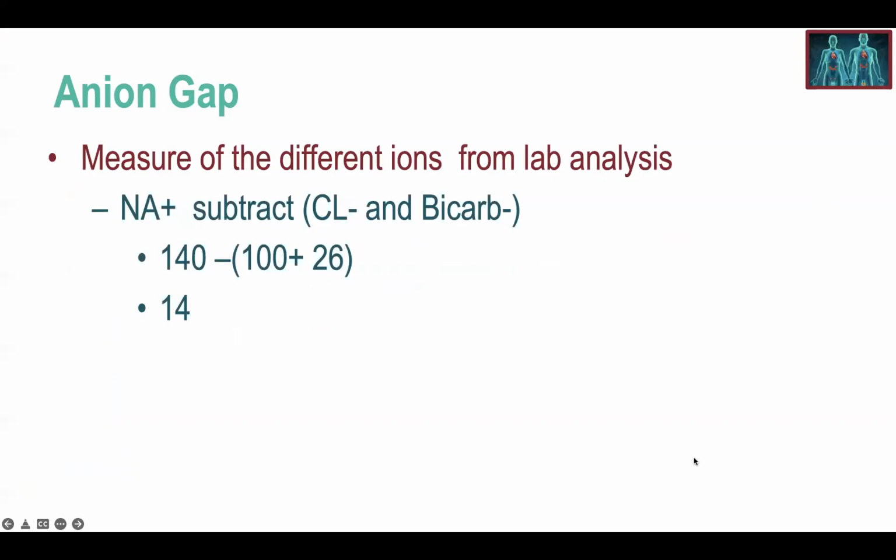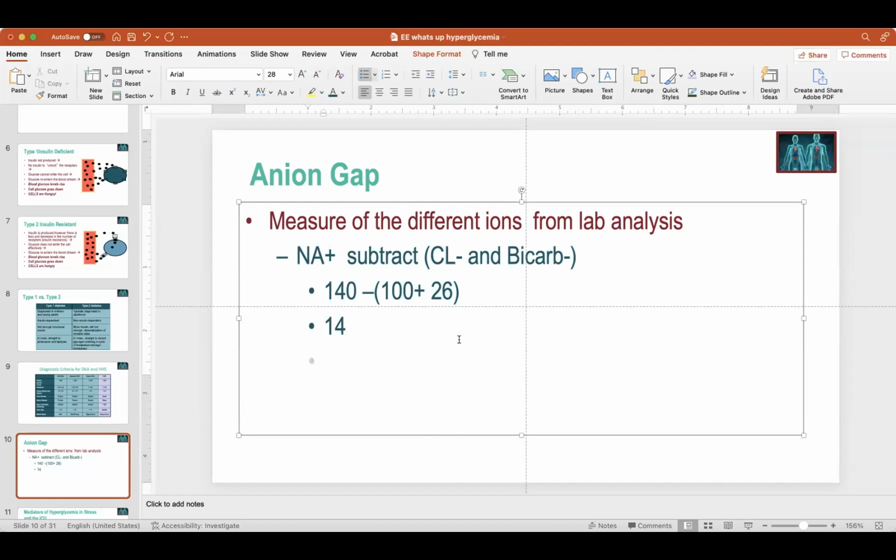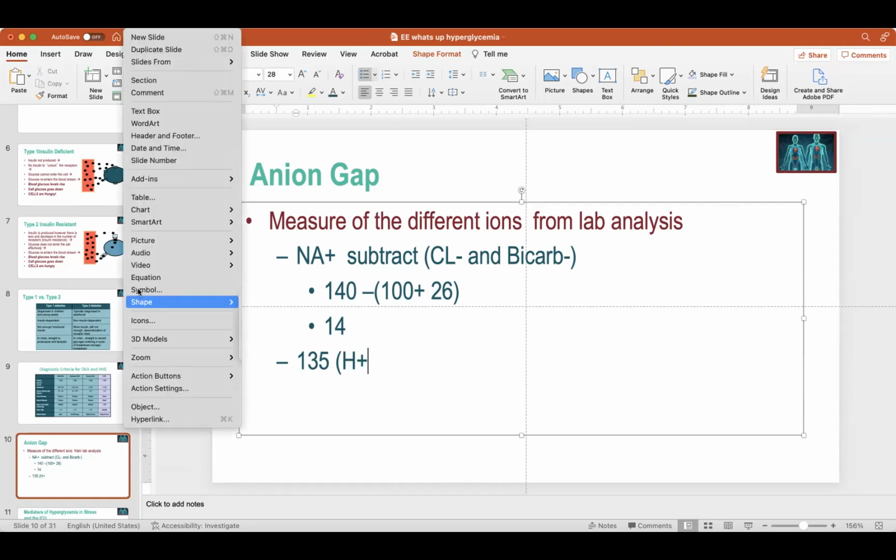Now that gap does not necessarily exist in vivo unless you have an increase in an unmeasured positive. And that unmeasured positive is hydrogen ion. So when hydrogen ion goes up, it weighs heavily on the positive side, plus hydrogen ion binds to chloride and bicarb. So now the chloride and the bicarb go down. So now I'm going to say my measured sodium is 135. My H plus is, I'm just going to put a symbol there and just say it's up.